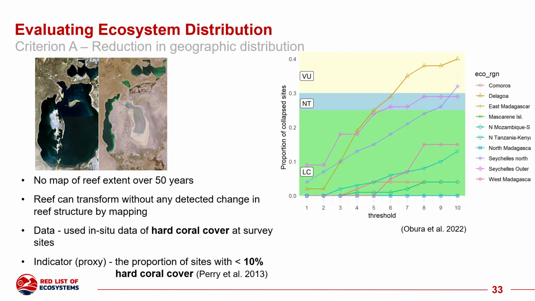For this project, we are exploring ways to improve this approach to make the proportion of reef sites which have collapsed more spatially explicit, therefore providing a closer representation of the reef area which has functionally collapsed.